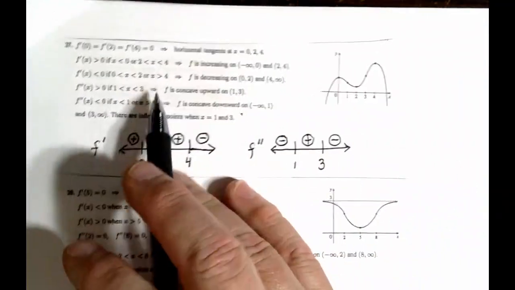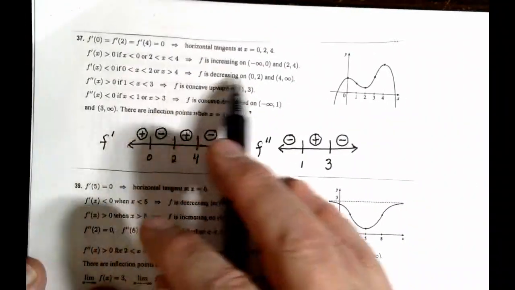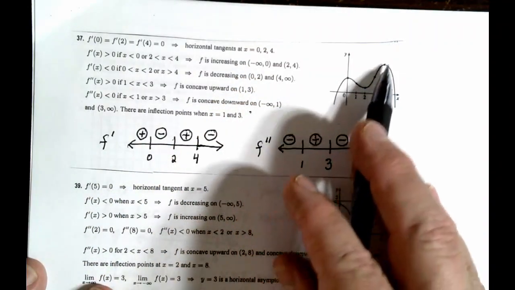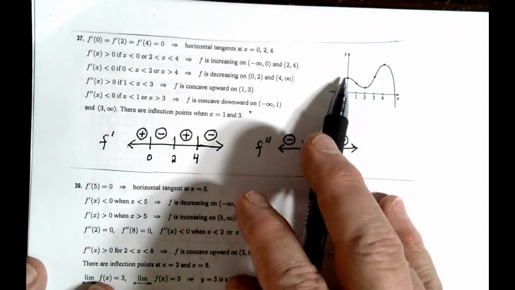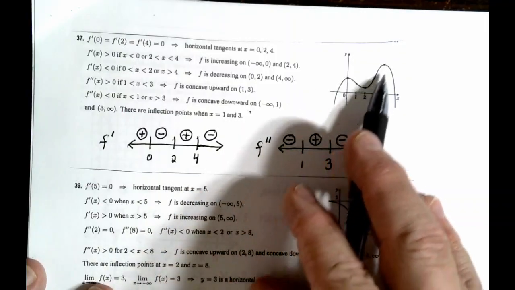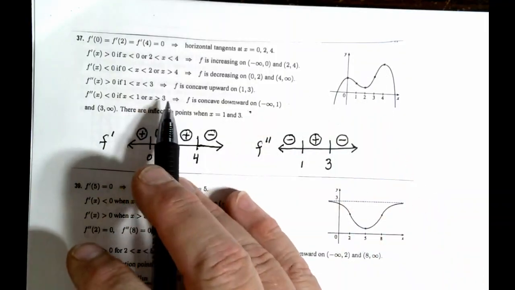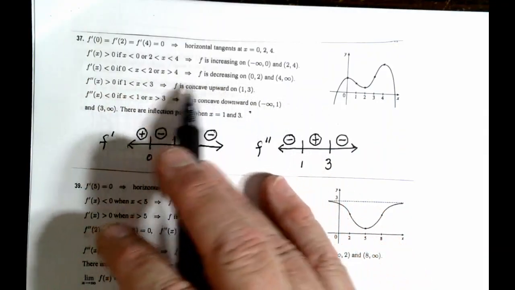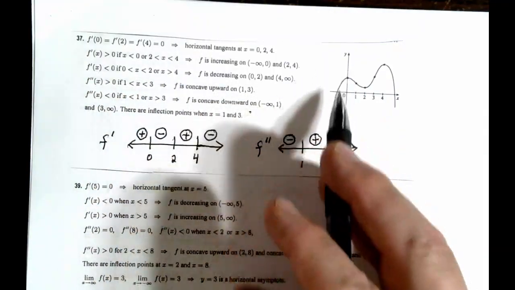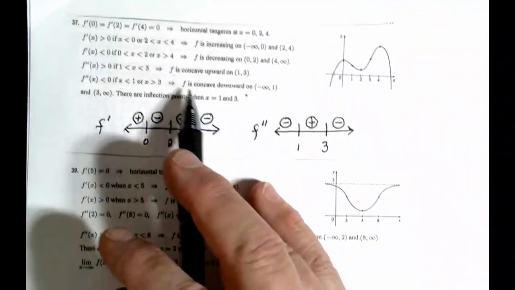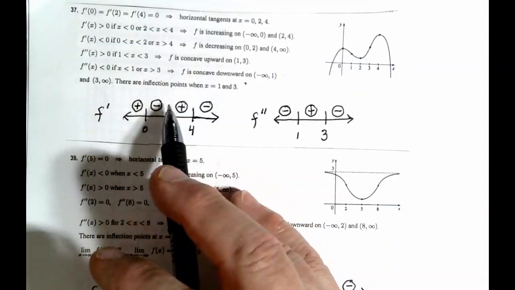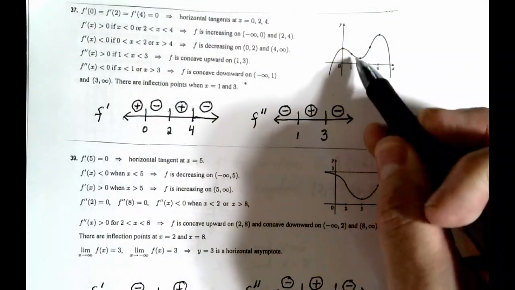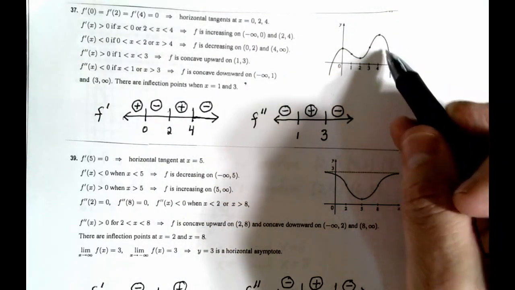And now they're just adding more information here. When you have horizontal tangents, that means possibly a max or a min, but you have a leveling off at 0, 2, and 4. And they tell us that it's increasing on this interval, decreasing on that interval, and so you know when it's going up and when it's going down. And then you also have to worry about concavity. Where is it concave up and concave down? So it's concave down to here, concave up to there, and concave down to there.